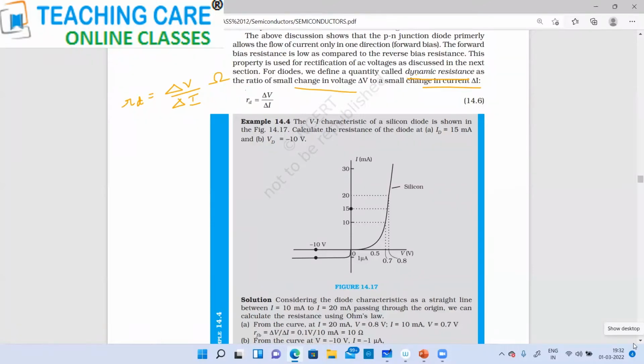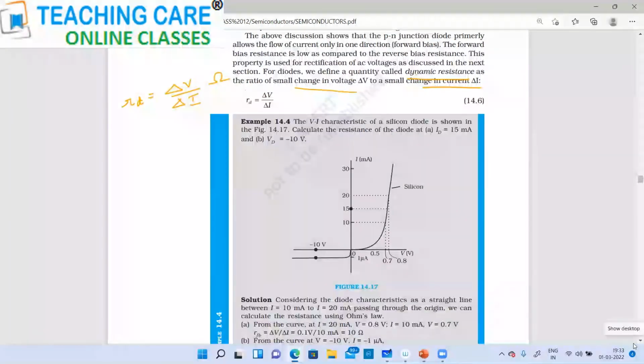See, now read the question. We'll solve and I'll give one more question. Read this. The VI characteristic of a silicon diode is shown in figure 14.17. Calculate resistance of the diode at ID dynamic equals 15 milliampere and VD equals minus 10 volt.